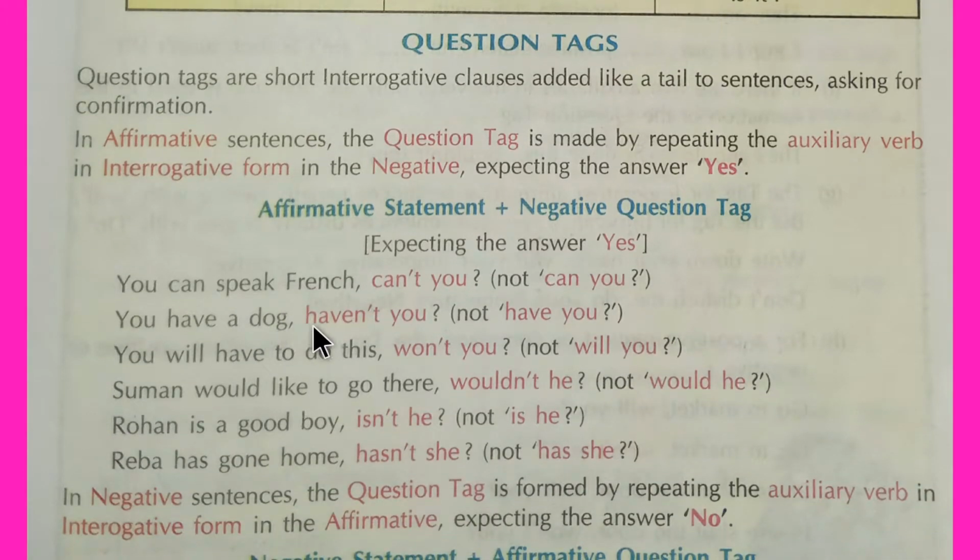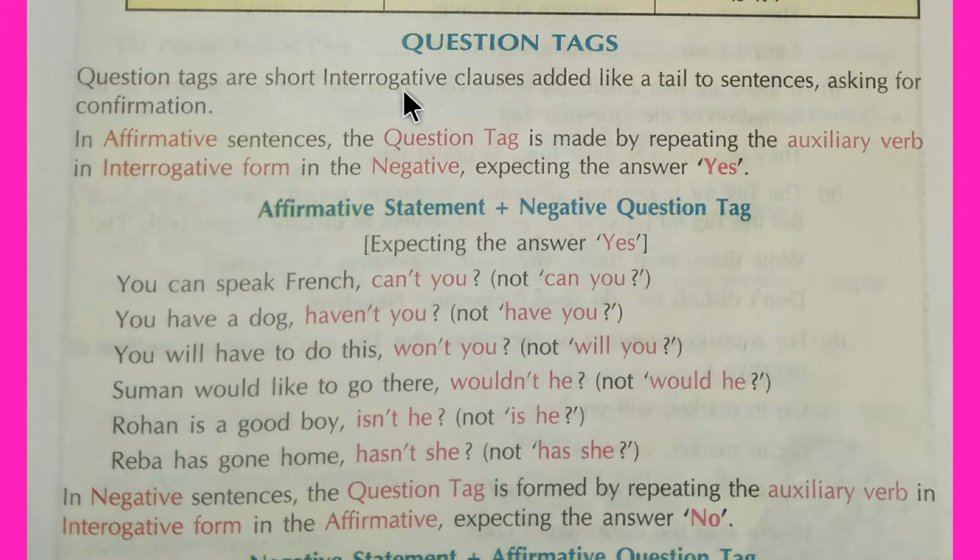You have a dog, haven't you? You have to use "not", because this is affirmative, this is a negative question tag. This is the rule: affirmative statement plus negative question tag. However, someone would like to go there, and then you have to use "wouldn't he". Always you have to use a pronoun, right? Here this is a noun, but this is a pronoun. Always you have to remember. Shohan is a good boy, isn't he? But Shohan will not come here. The pronoun will come.